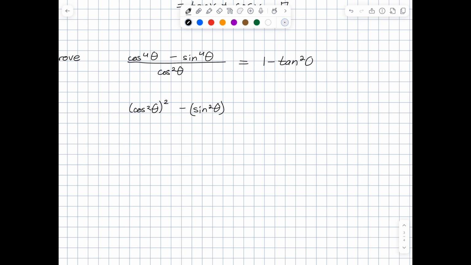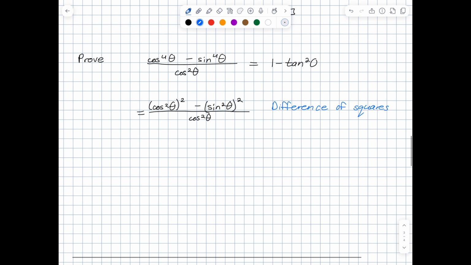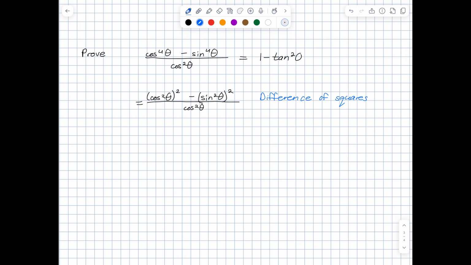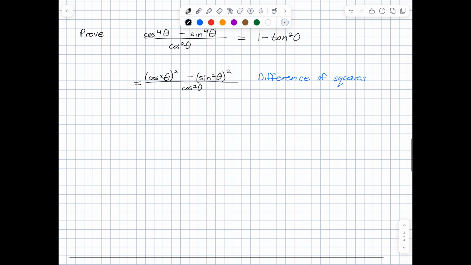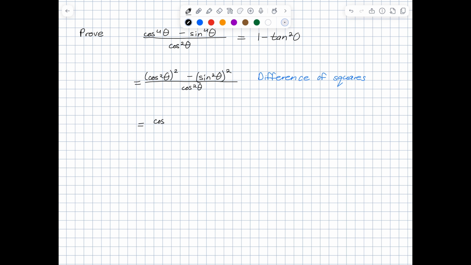So the first thing I'm going to do is rewrite it like that, just so it's a little clearer what we're dealing with. And now that it's been rewritten, maybe you'll see that that is, in fact, a difference of squares. It's a squared minus b squared, so it will factor as a minus b and a plus b. So that's the first thing I'm going to do. Instead of cosine squared squared, it's just going to be cosine squared minus sine squared, and then the plus version, cosine squared plus sine squared. And my denominator I haven't touched, so it'll stay the same.